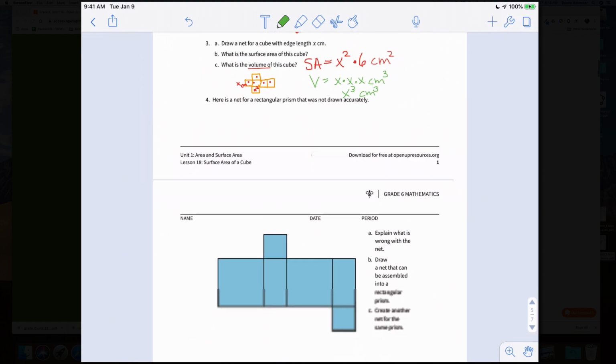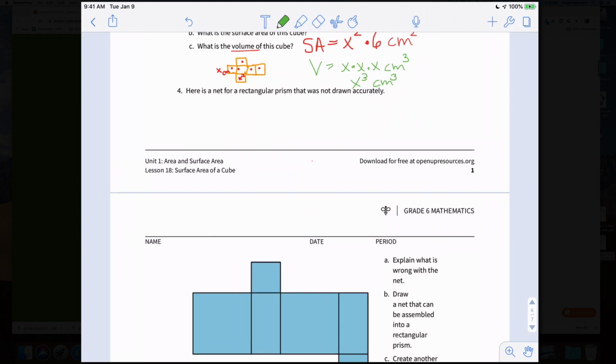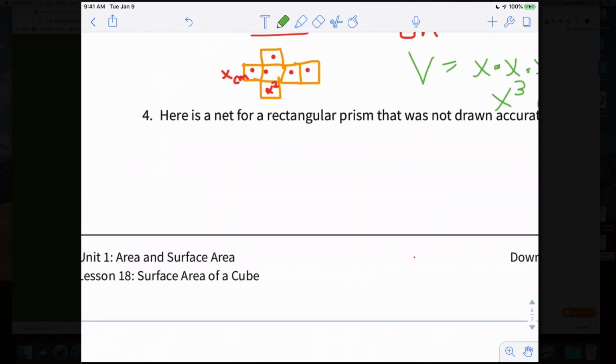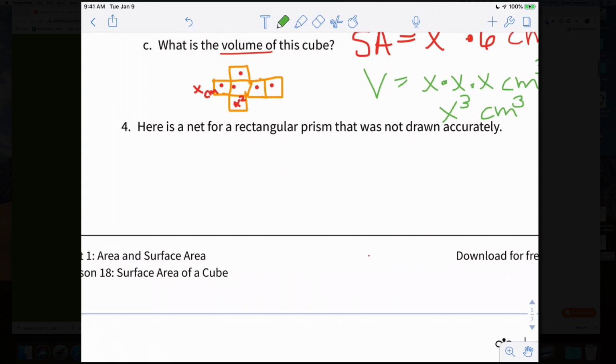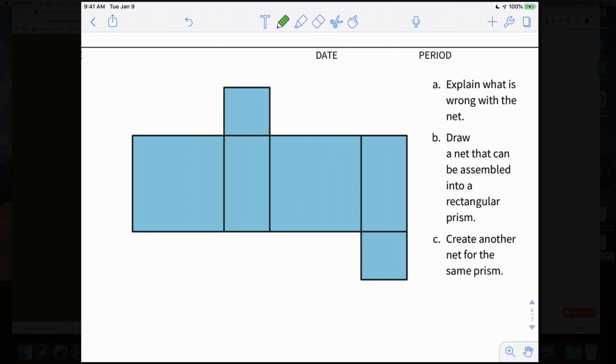And then lastly, getting there. Here is a rectangular prism that was not drawn accurately. So they're telling us that this one right here has not been drawn accurately. So our job is to explain, well, what's wrong with this picture? It's not drawn accurately.